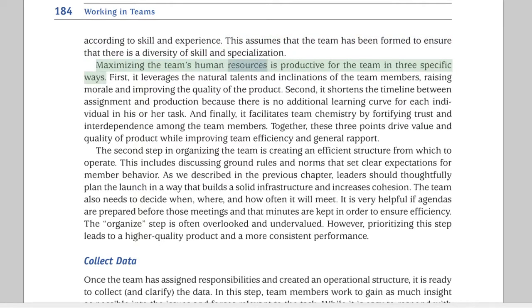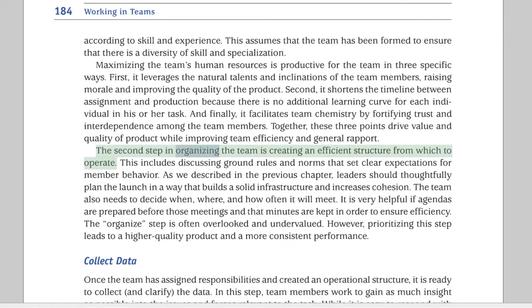Maximizing the team's human resources is productive for the team in 3 specific ways. First, it leverages the natural talents and inclinations of the team members, raising morale and improving the quality of the product. Second, it shortens the timeline between assignment and production because there is no additional learning curve for each individual in his or her task. And finally, it facilitates team chemistry by fortifying trust and interdependence among the team members. Together, these 3 points drive value and quality of product while improving team efficiency and general rapport.